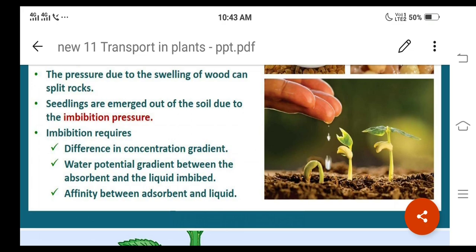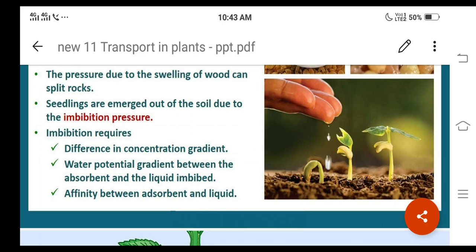And these are the two important conditions for the imbibition process. What are those? Difference in concentration gradient, like the water potential gradient between the absorbent, which you can consider as the imbibant, and the liquid imbibed, which is considered the imbibate. And affinity between the absorbent and the liquid, right?